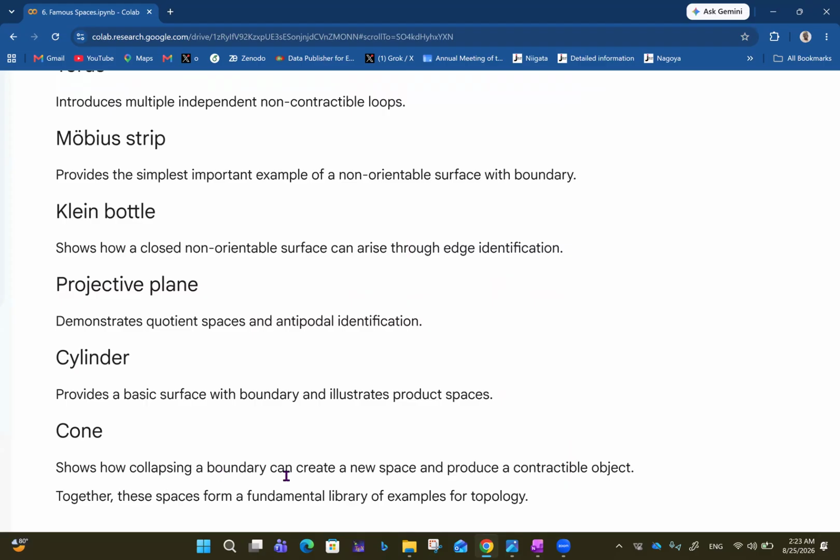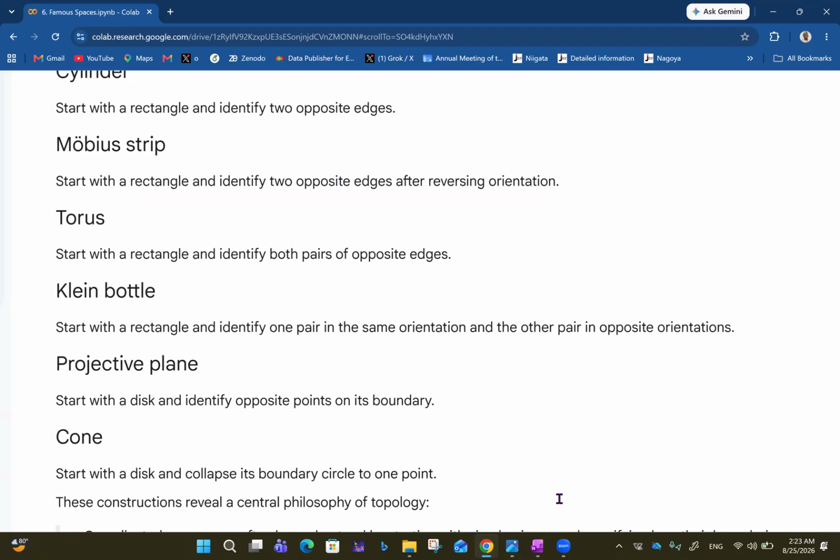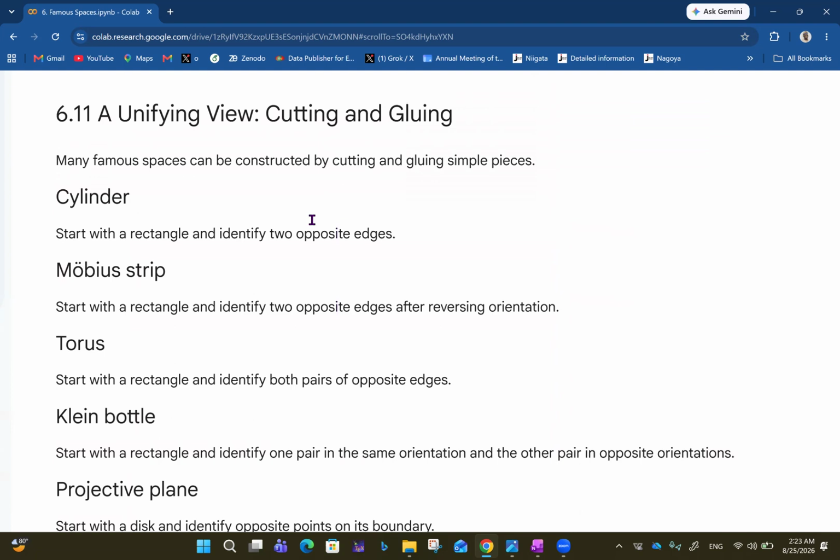The cone shows how collapsing a boundary can create a new space and produce a contractible object. Together, these spaces form a fundamental library of examples for topology. So, a unifying view, talking about cutting and gluing now. Many famous spaces can be constructed by cutting and gluing simple pieces.